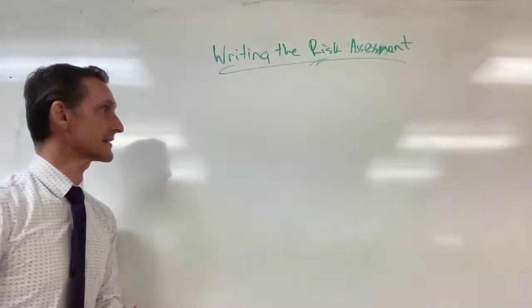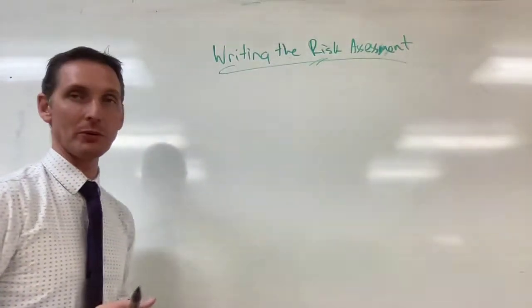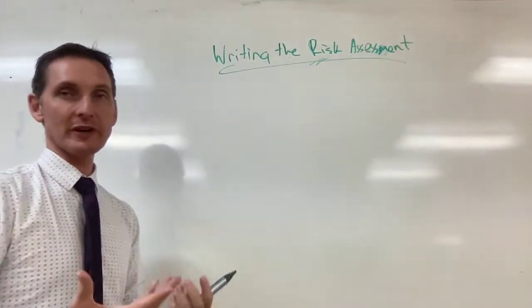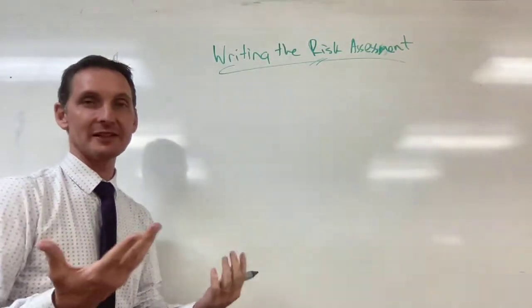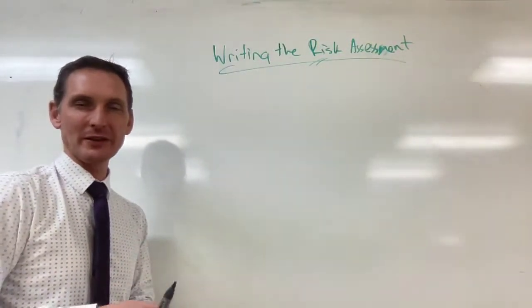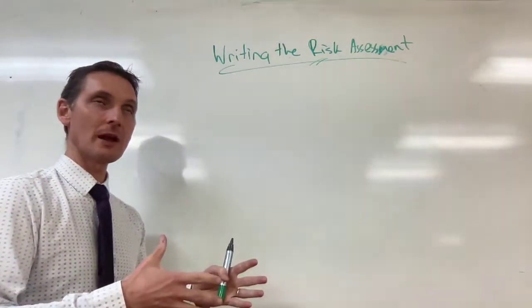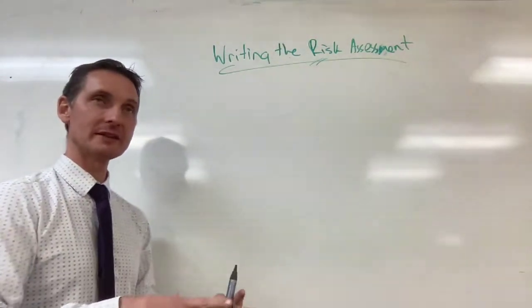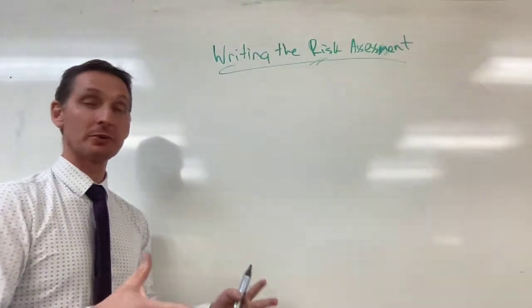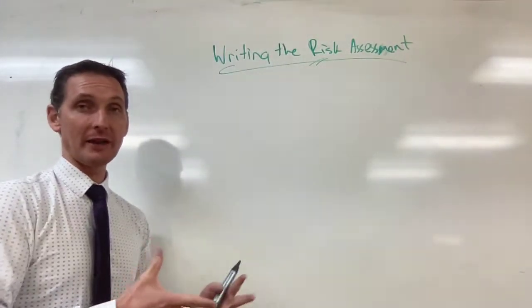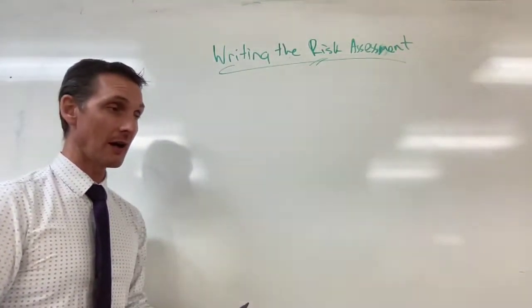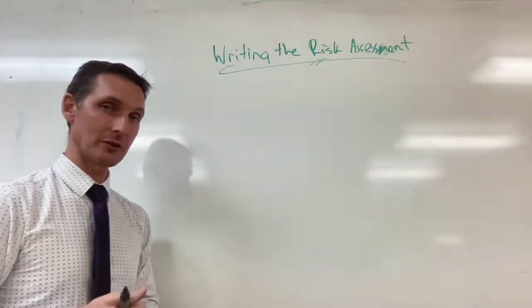You write a risk assessment for a scientific report to show your reader that you have been as safe as possible, that you've thought about it, and that you've put in place mechanisms or ways to prevent you and other people and other things that you're using from either getting damaged or getting hurt.